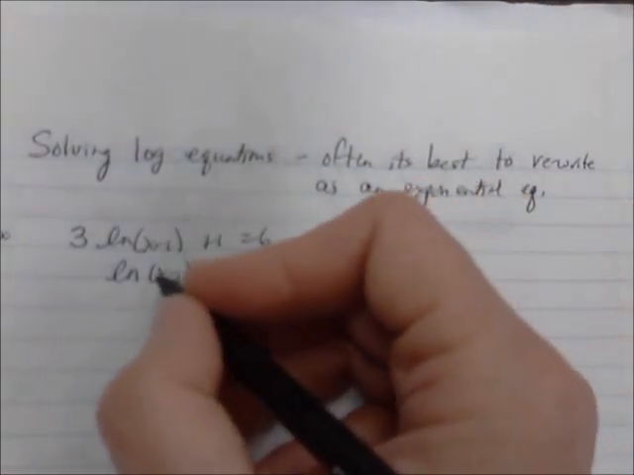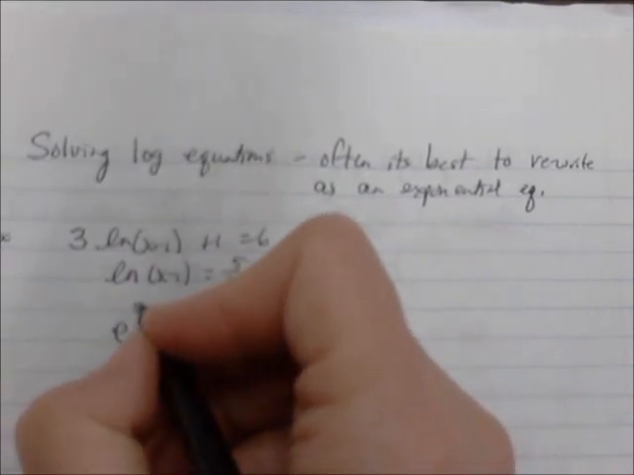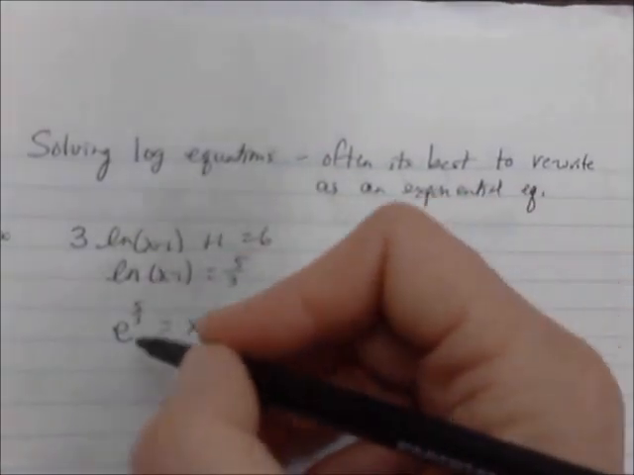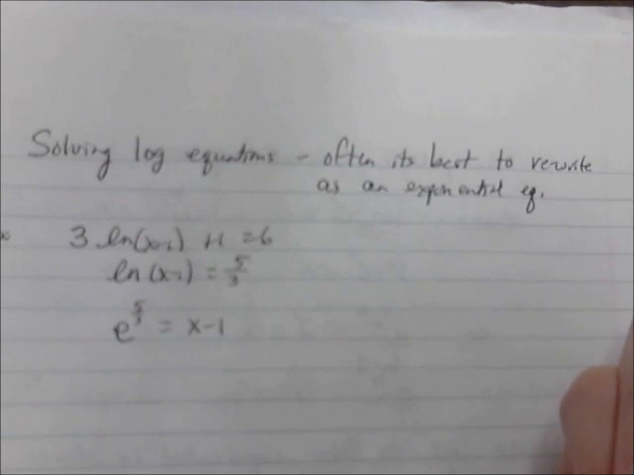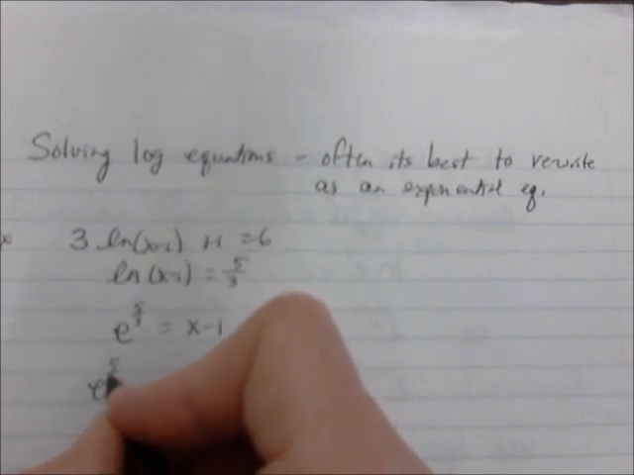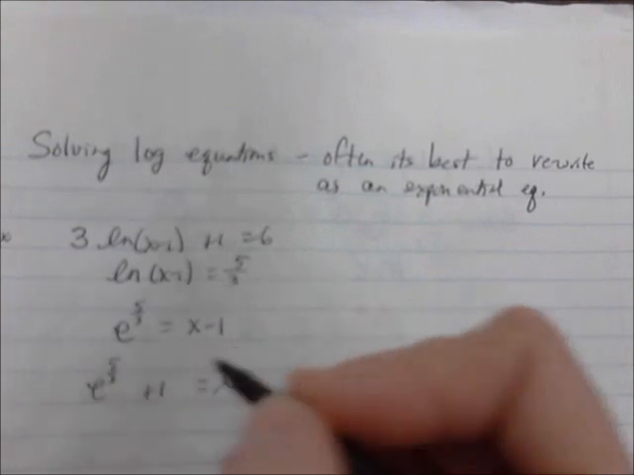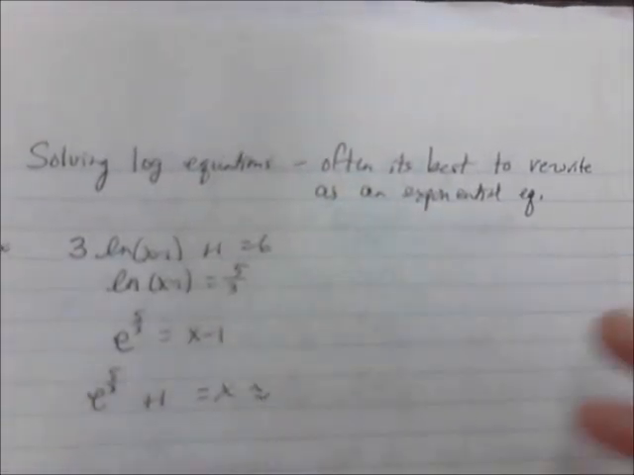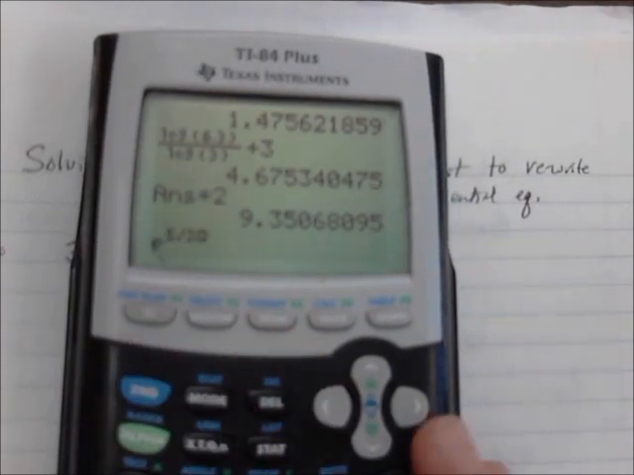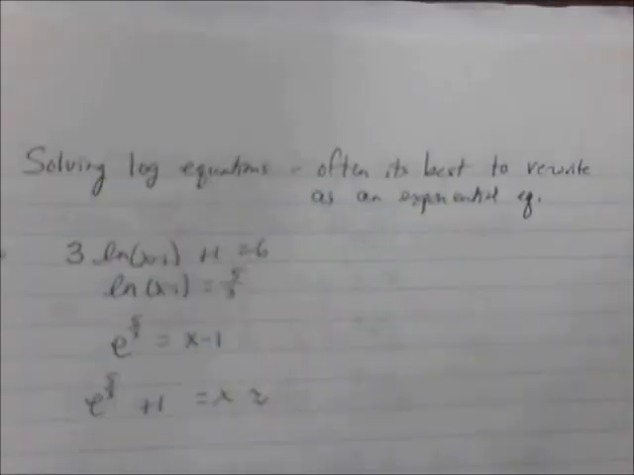And in order to solve this for x, since this is log base e, you're going to take e to the 5/3 and make that equal to x minus 1. That's rewriting a log equation as an exponential equation. And then you're just going to add 1, and so you'll get e to the 5/3 plus 1 is equal to x. No calculator, you leave it like that. But if you do have your calculator, you can approximate that as e to the 5/3 plus 1. Looks like the answer is 6.294, approximately.